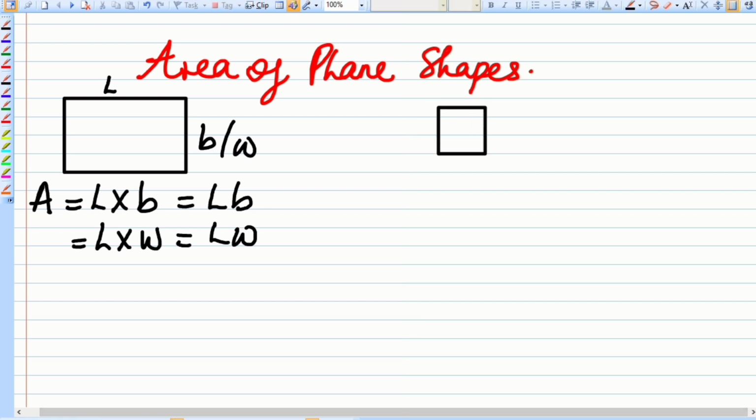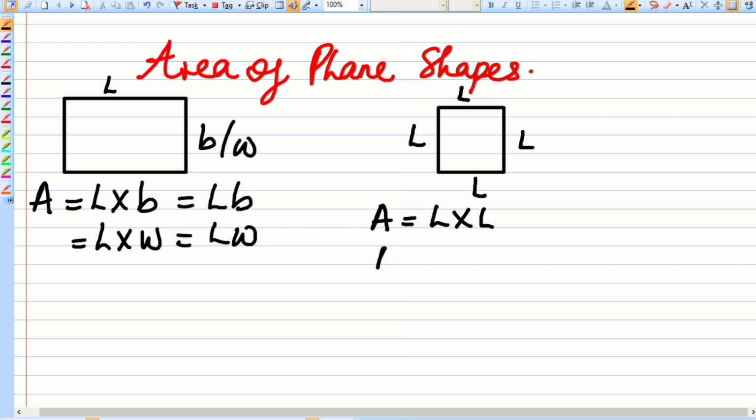The area of a square: since all the sides of a square are equal, so this is the length, this is the length, this is the length, since all the sides are equal, the area would be the length times the length, right? So L times L will be what? L squared. So the area will be L raised to power 2. So this is the area of a square, L raised to power 2.